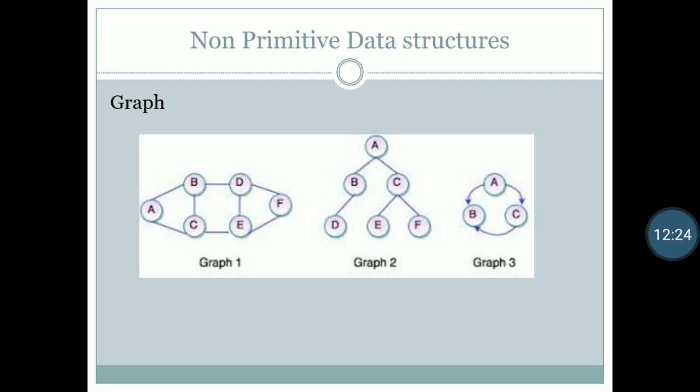Okay, so this lecture was basically about the different data structures available in the data structure subject, which are primitive data structures and non-primitive data structures. We have studied different primitive data structures like integer, float, double, pointer, and non-primitive data structures like array, then tree, graph, queue, stack.